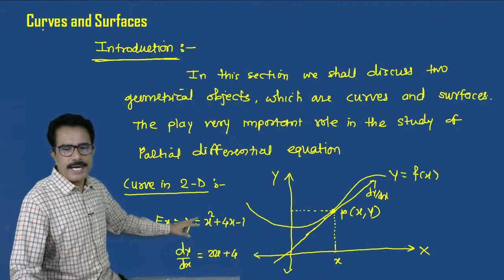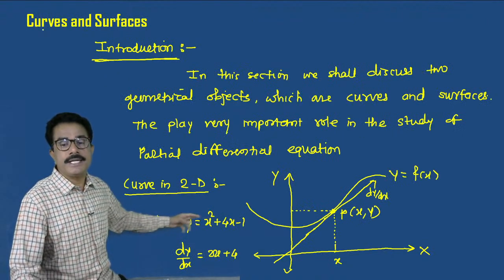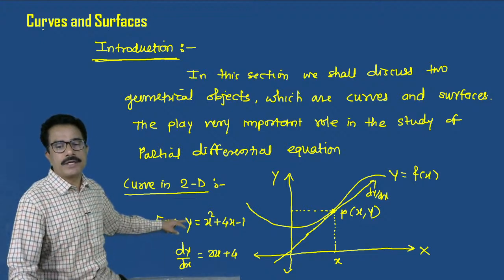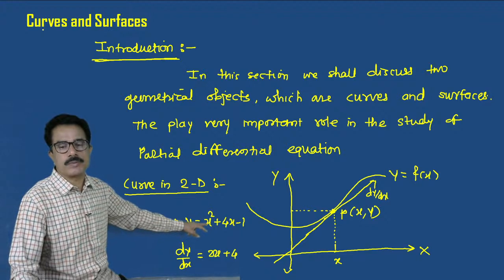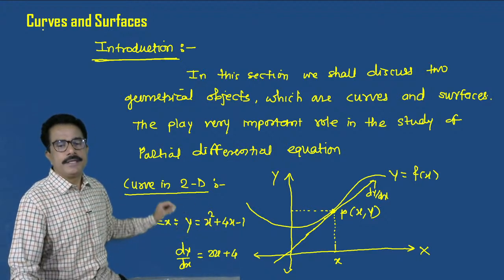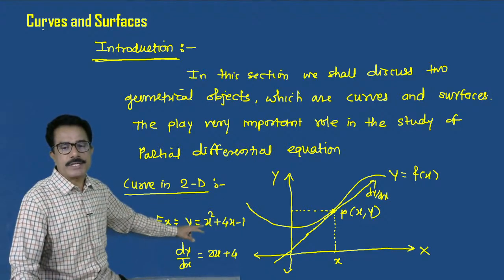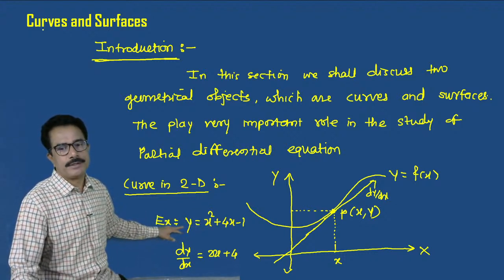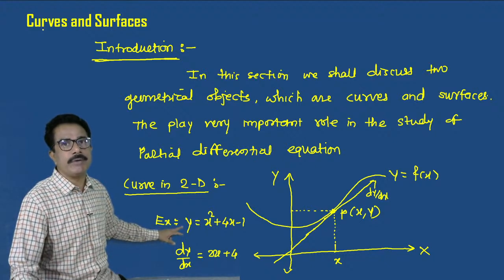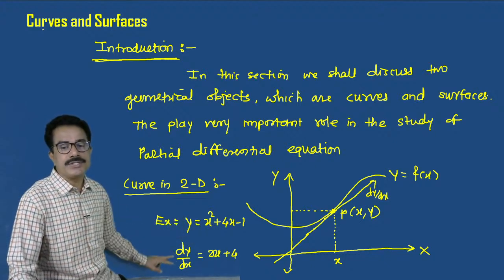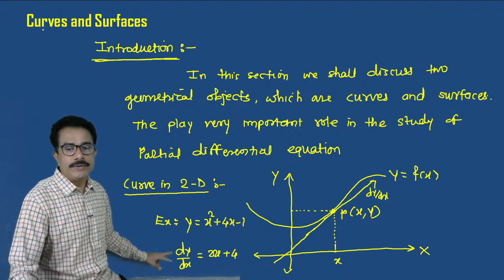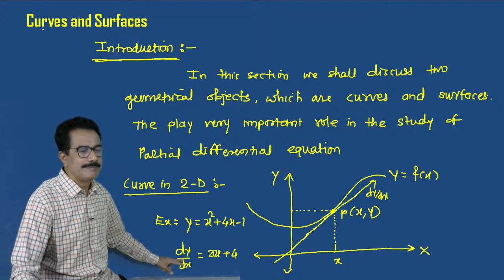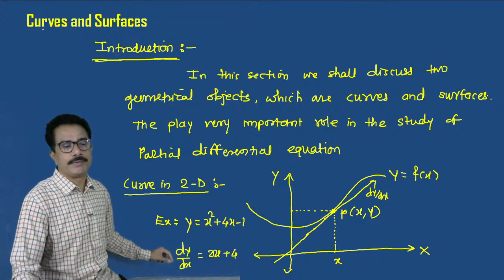See this, you know that there is a relation between a curve and an ordinary derivative. If the curve is y is equal to x square plus 4x plus 1, this is a curve in two-dimensional geometry. It has one dependent variable and one independent variable. If we differentiate this, then we get the ordinary derivative dy by dx is equal to 2x plus 4.